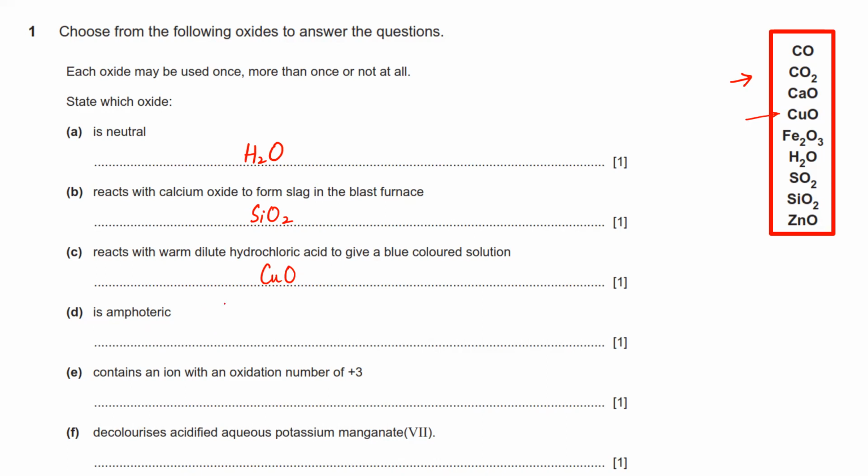Then part D is amphoteric. Which oxide is amphoteric? Amphoteric is any oxide that reacts with both acids and bases. Generally, zinc and aluminum oxides are amphoteric oxides. Zinc oxide is here, so ZnO is the oxide we are looking for.